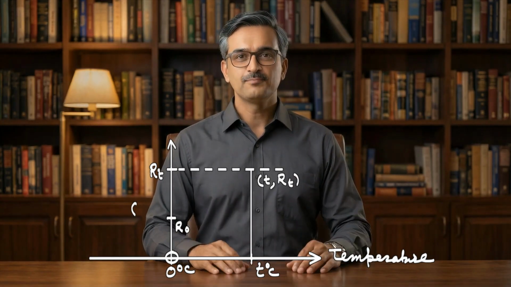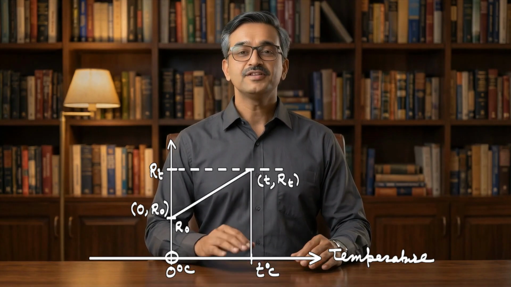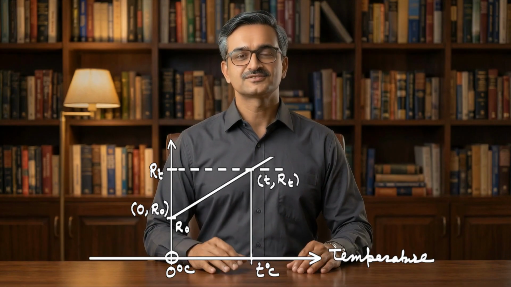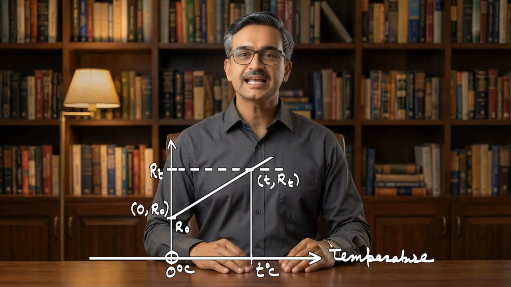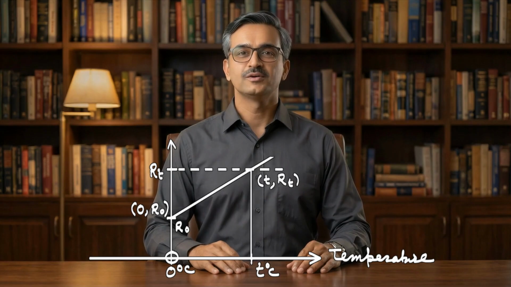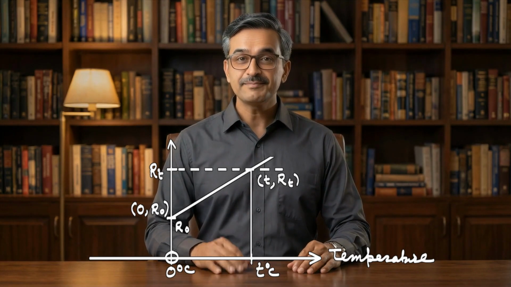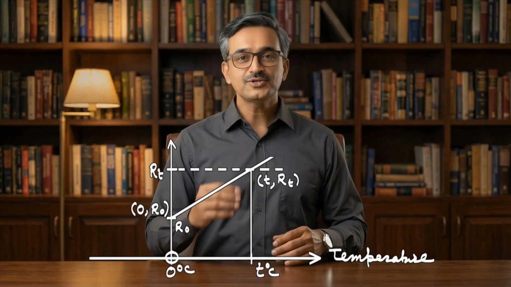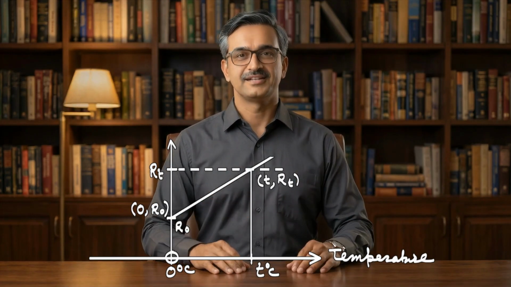Now, if we connect the point at 0, R0 and the point T, RT, we obtain a straight line. Experimentally, if we measure the resistance of the conductor at all intermediate temperatures between 0 degree and T degree centigrade, we will find that all those points lie on this straight line. So this straight line represents the relationship between temperature and resistance for a metallic conductor. And hence, we conclude that the resistance increases linearly with temperature within a certain range.